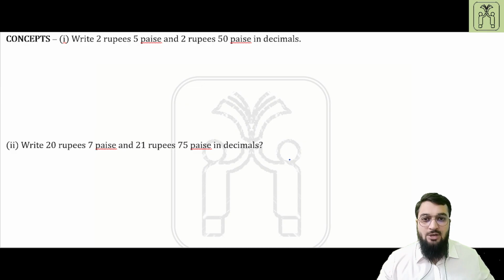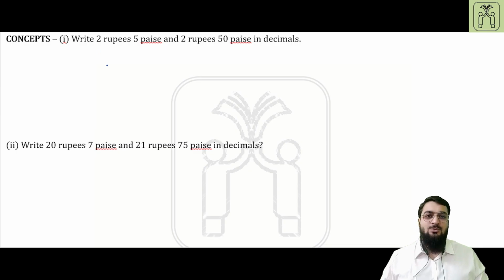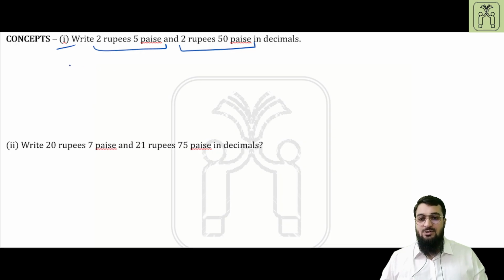तो हमने पिछले वीडियो में समझा था कि practice makes a man perfect, so we are just walking on the same footsteps of that proverb. We'll be solving various examples starting with this. So write 2 rupees 5 paisa and 2 rupees 50 paisa in decimals. So there are two distinct instructions given for writing in decimals.